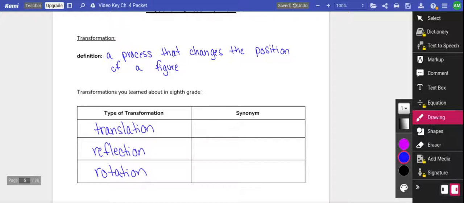on our coordinate plane. So in terms of a translation, what we can think about when we think of translation is a slide. It's going to slide across our coordinate plane. A reflection is going to flip our figure. And lastly, a rotation is going to turn our figure.